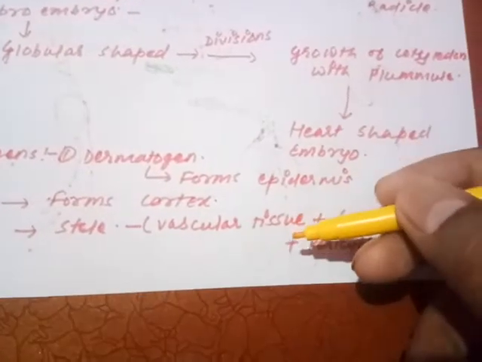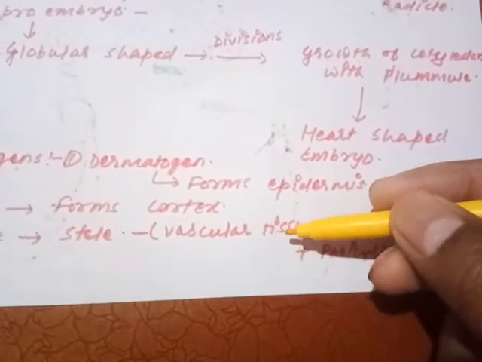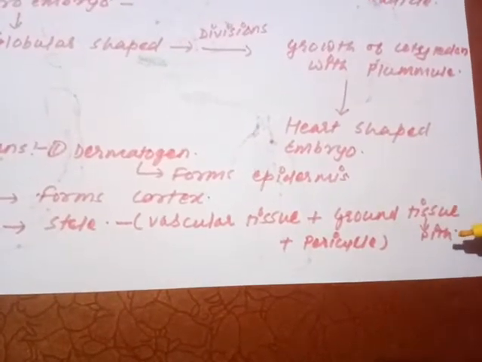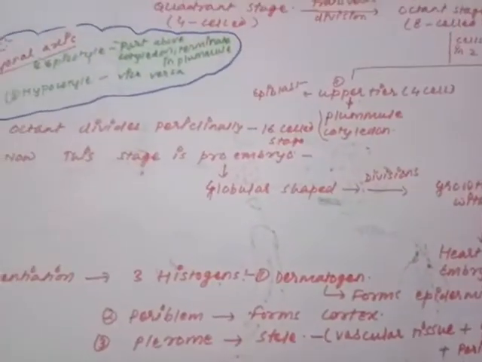So what is stele made of? Vascular tissue, that is xylem, phloem, and cambium. The ground tissue is made of pith, and the pericycle. So this is how the complete embryonic development is completed.